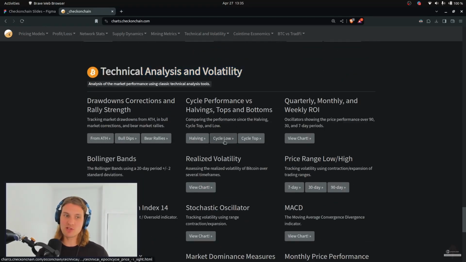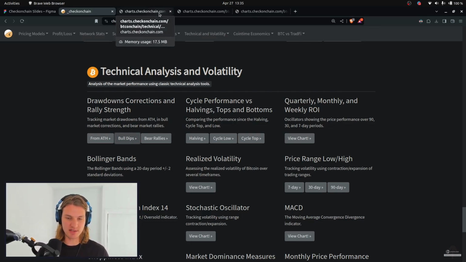First thing I want to do is load up the cycle low chart. I also want to look at the quarterly, monthly, and weekly return on investment. This is basically looking at performance over different times. And then what I think is my favorite chart, this bull dips chart, one that I go to all the time and you'll see me refer to on a regular basis.